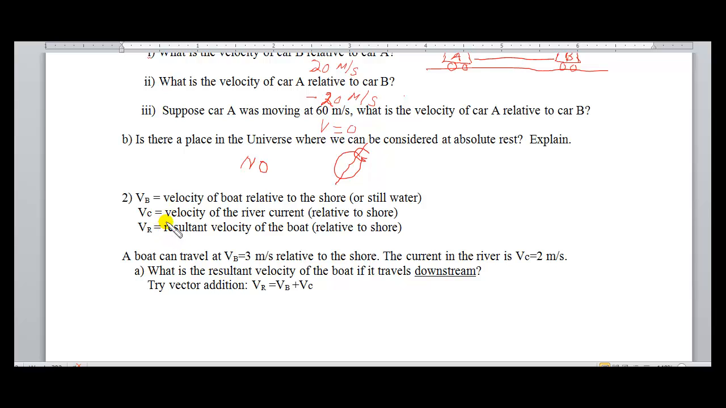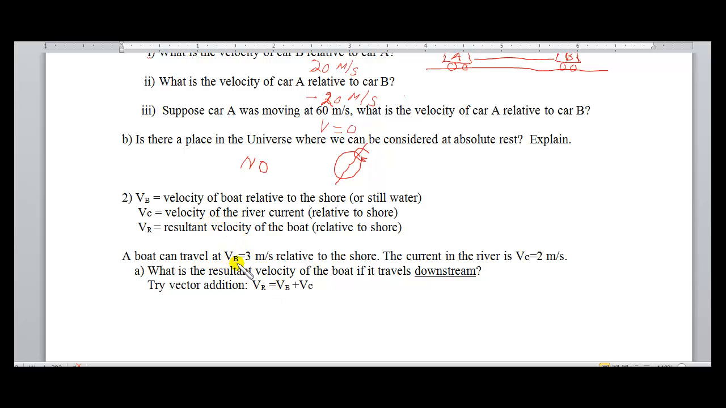On the other hand, v sub c is the velocity of the river current. If there's a current in the river, then we're on the shore and we could measure that current, how fast the water's moving. And then v sub r is the resultant velocity of the boat relative to the shore. In other words, the boat's velocity may be a little more complex because there may be a river current, a v sub c.